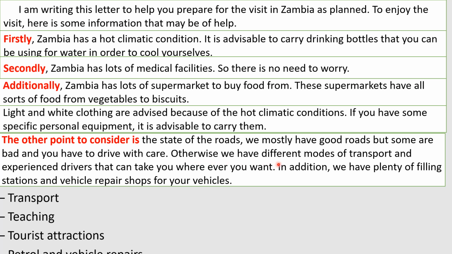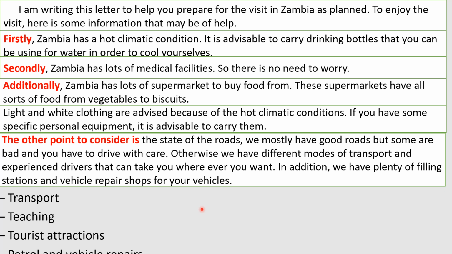So otherwise, we have different modes of transport and also experienced drivers that can take you wherever you want. So this is a relevant point that was not given, but I thought I should include it. Okay. Then finally, talking about petrol and vehicle repairs. In addition, we have plenty of filling stations and vehicle repair shops for your vehicles. Note that I've used in addition, meaning that what I'm adding is an addition to this thing of transport I'm talking about. So in addition, okay.